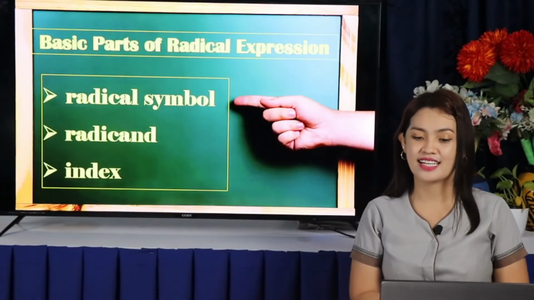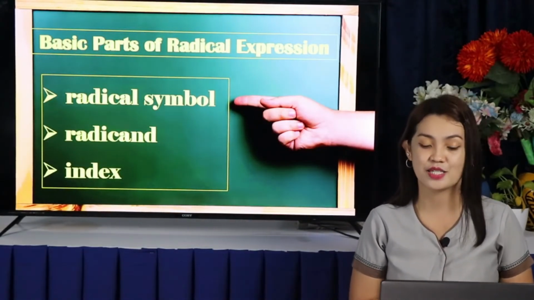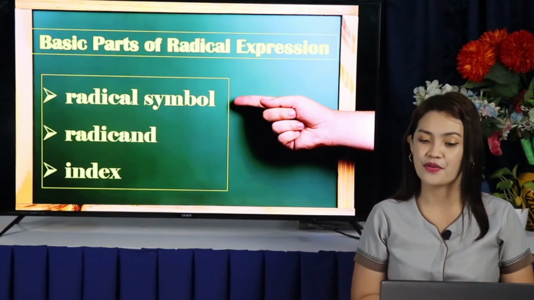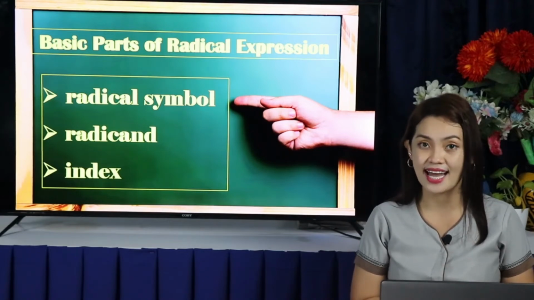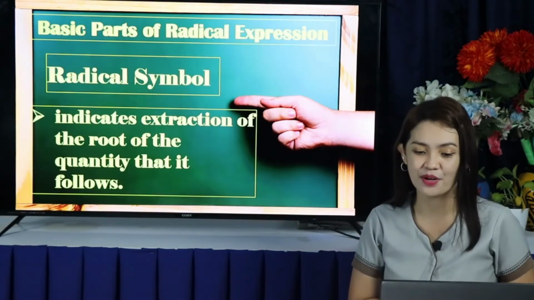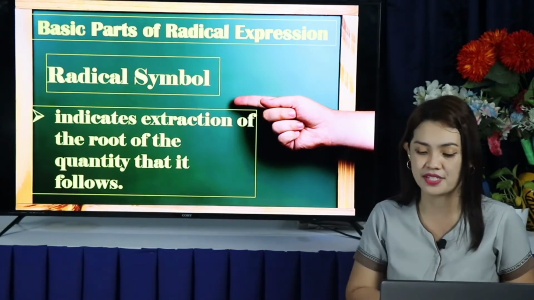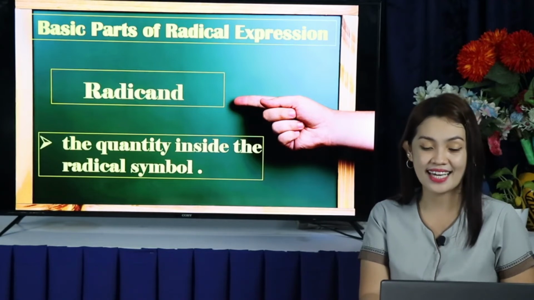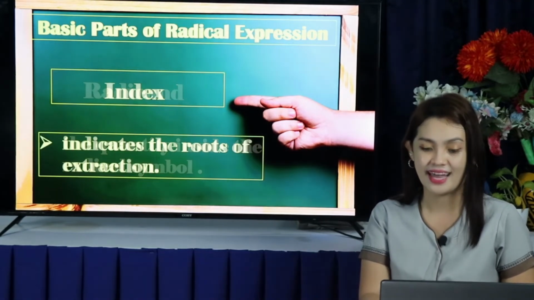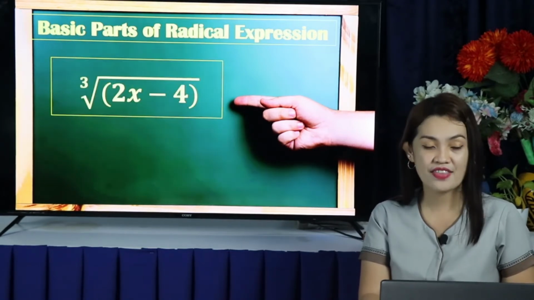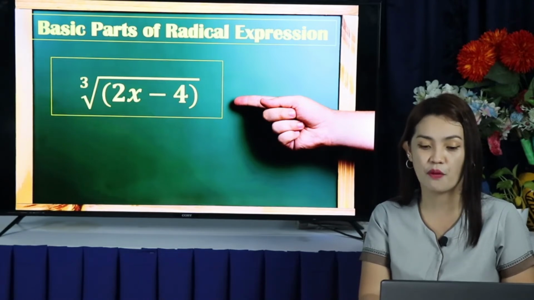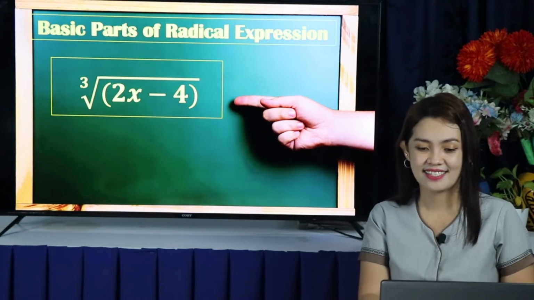At this point, let us define the basic parts of a radical expression. The basic parts of a radical expression are the radical symbol, radicand, and index. A radical symbol indicates the extraction of the root of the quantity that it follows. A radicand is a quantity inside the radical symbol, and the index indicates the roots of extraction. Given the expression, the cube root of the quantity 2x minus 4, what is its index?